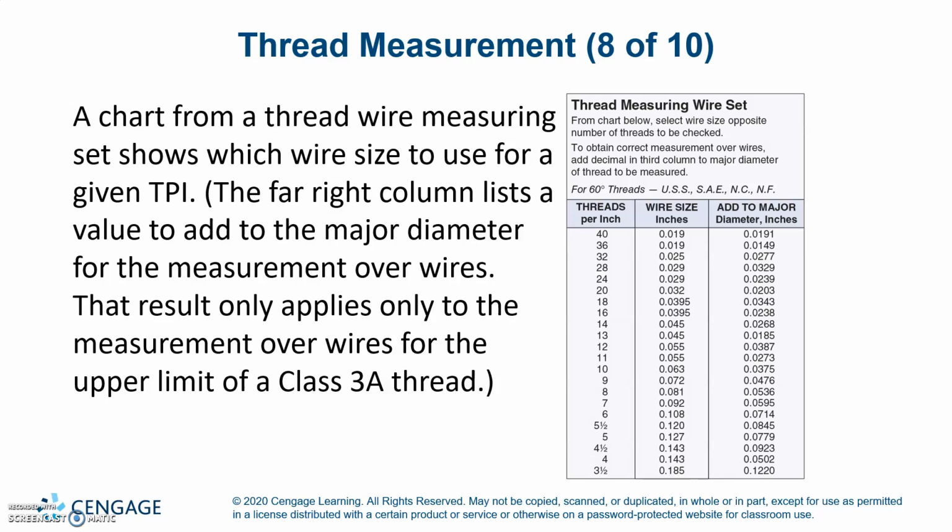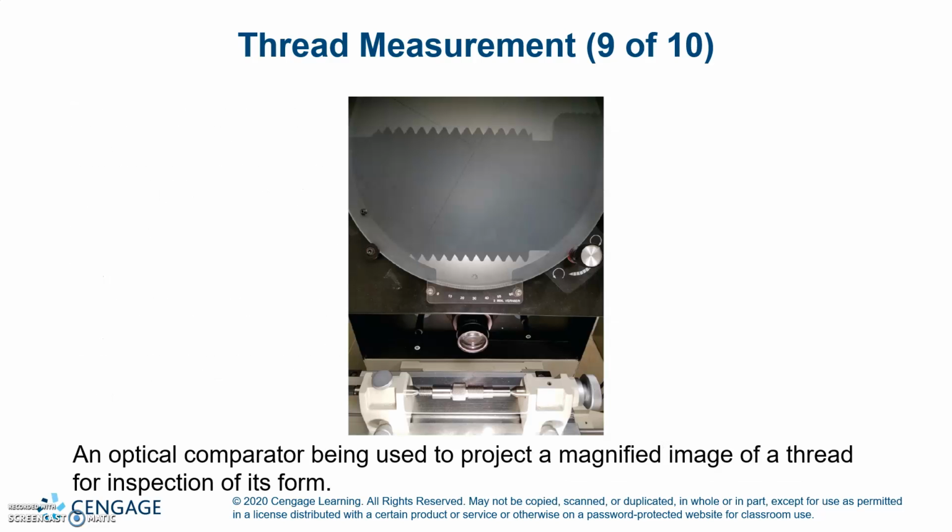A chart from a thread wire measuring set shows which wire size to use for a given TPI. The far right column lists a value to add to the major diameter for the measurement over the wires. That result only applies to the measurement over wires for the upper limit of a Class A thread. An optical comparator being used to project a magnified image of a thread for an inspection of its form.